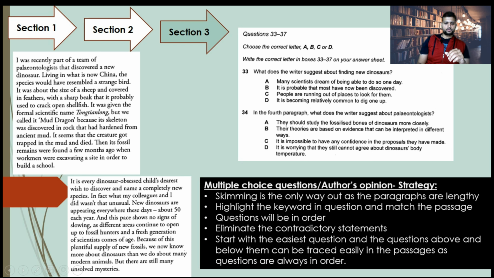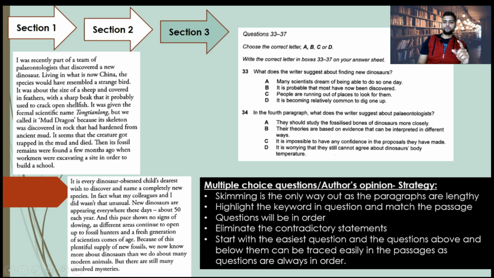Go to the second one. It's every dinosaur-obsessed child's dearest wish, it may be, to discover and name a completely new species. Like people are envious of this. Here they have mentioned many scientists, but here it says every dinosaur-obsessed child. It is not necessary that they are scientists. This is a contradictory statement. So this is not the answer. First thing, you are eliminating it. Okay, now we are left with only 3.